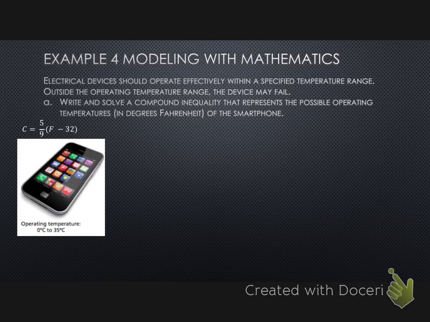So let's solve it. We know that right now for this inequality, we've got 0 is less than or equal to Celsius, which is less than or equal to 35, because we know it operates between 0 and 35. Well, to rewrite that using Fahrenheit, we're going to put that formula in for C. So 0 is less than or equal to 5/9 times F minus 32, which is less than or equal to 35.